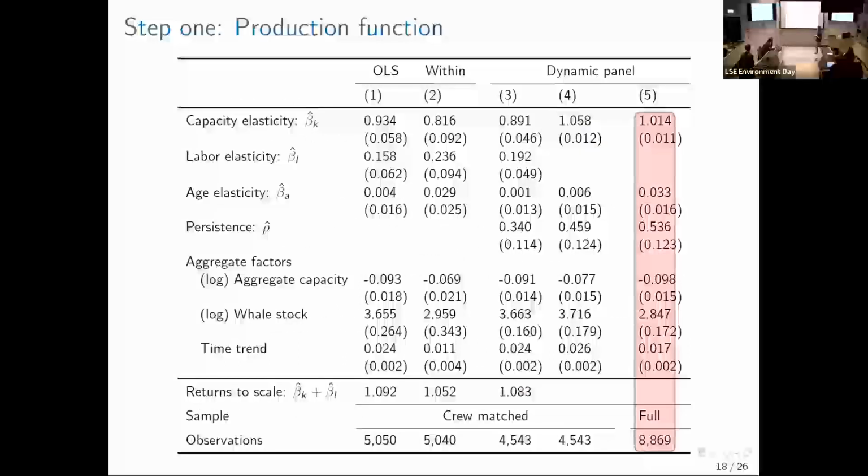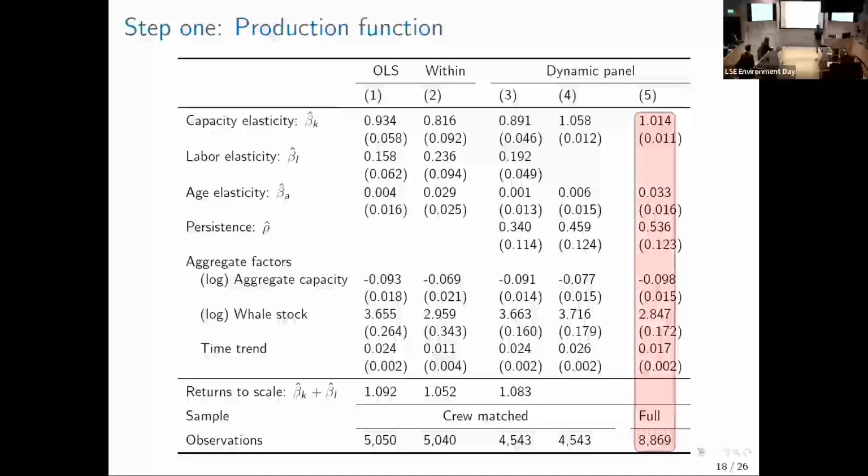This is the result, and I will only focus on my preferred specification, column 5. The capacity elasticity is almost 1, which means constant returns to scale. And if you look at the aggregate factors, as expected, aggregate capacity, which means the competitors' operating capacity, is negatively correlated with my output. And also the overall whale population is positively related to my output.